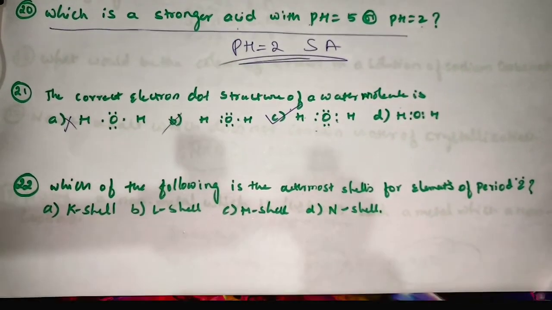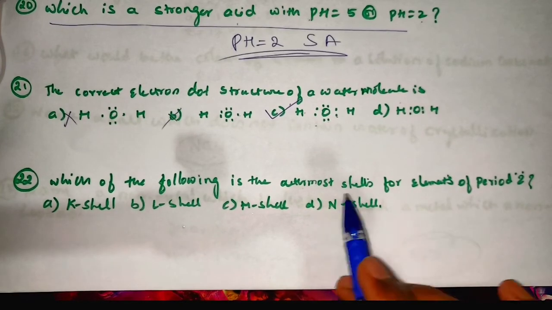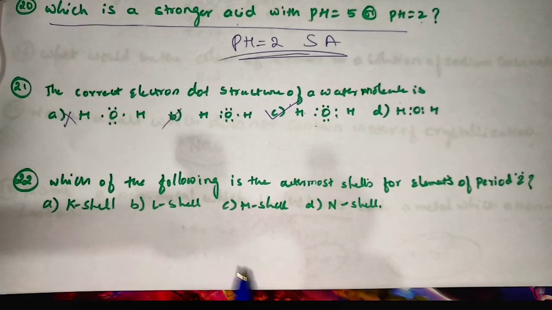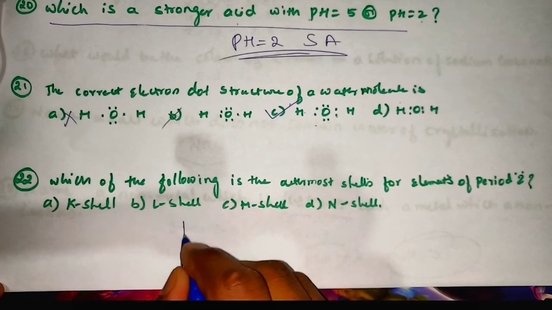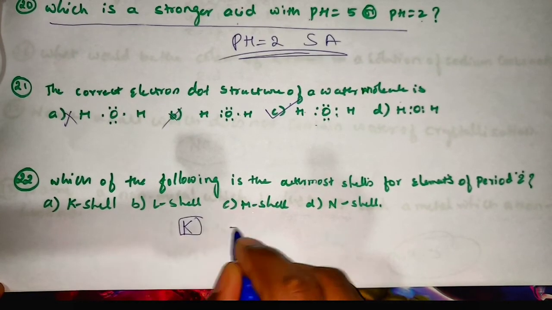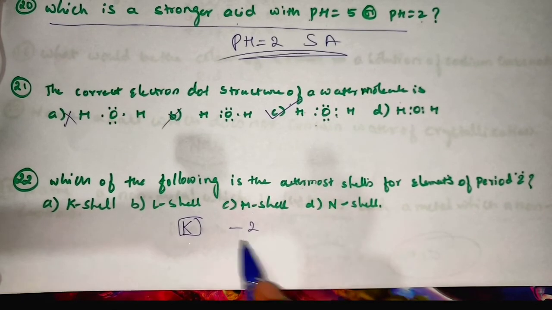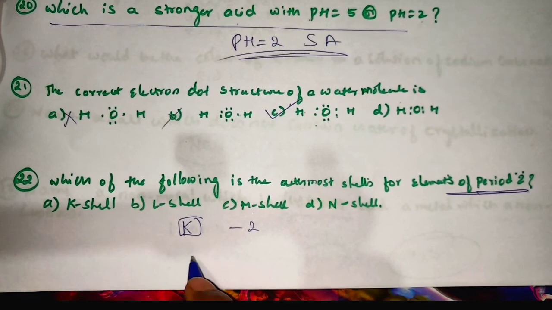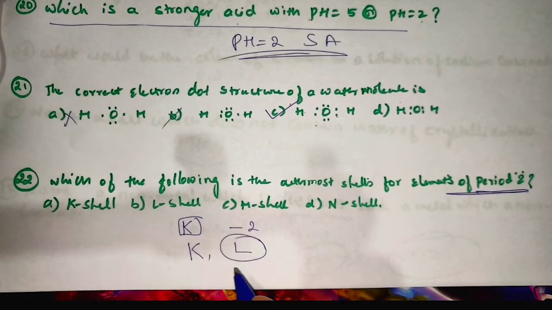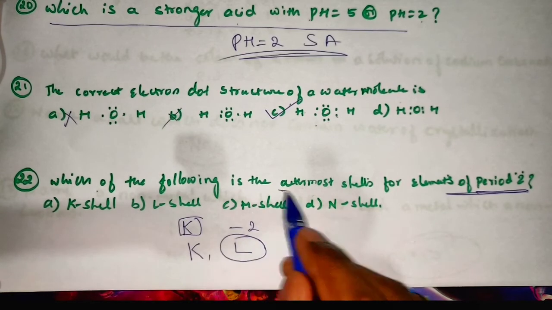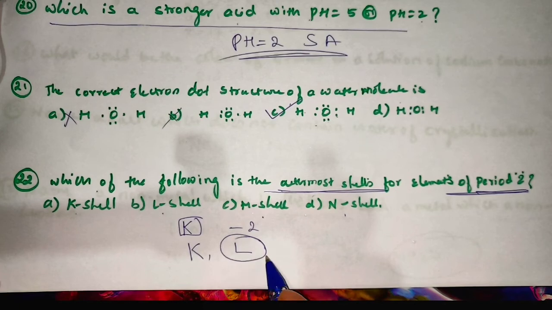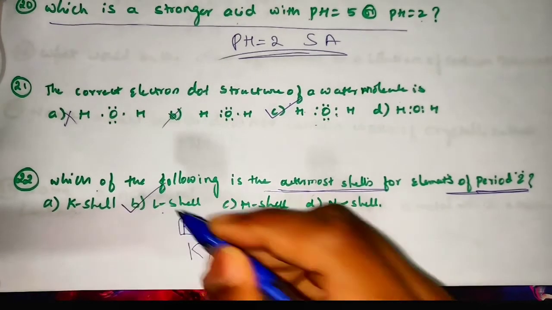Next question: which of the following is the outermost shell for elements of period 2? When we are talking about elements in period 1, they contain only the K shell, because only 2 elements are there, that means 2 electrons, which will be accommodated in the K shell. Now we are talking about period 2, which contains 2 shells, that is K and L. So what is our question? Which of the following is the outermost shell? K, L, M, N they have given. In that, which is the outermost shell? That is L. So option B.